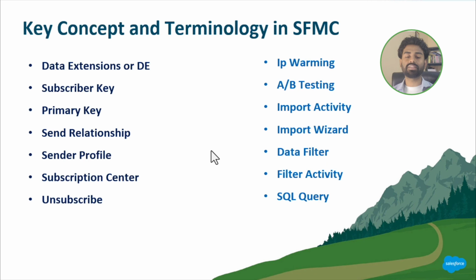You will find the primary key in many places. Then send relationship. Send relationship, we are going to skip. I'm going to move on to the sender profile.